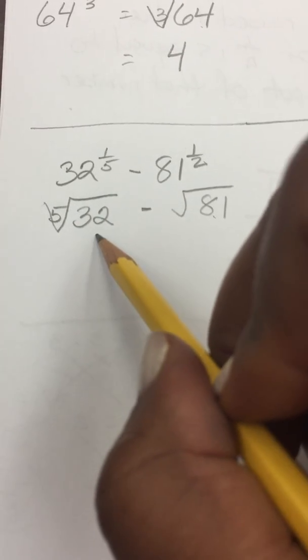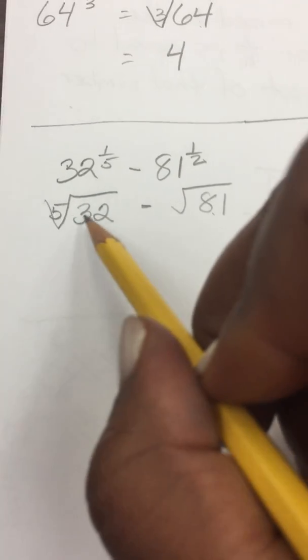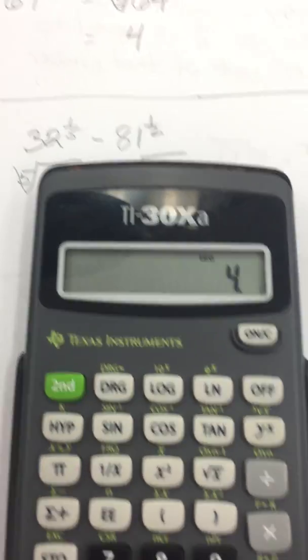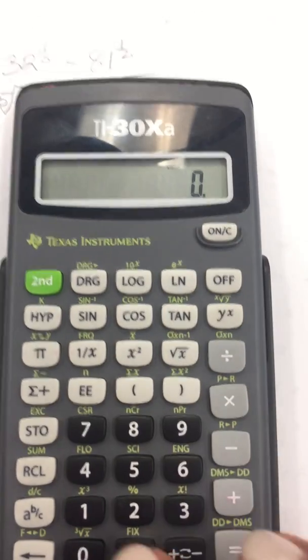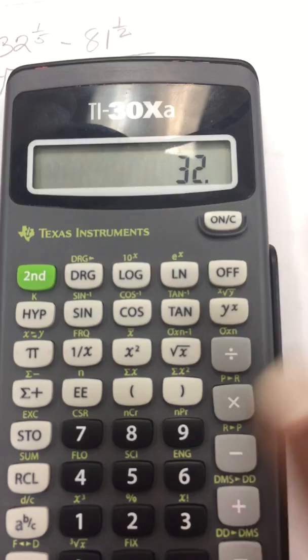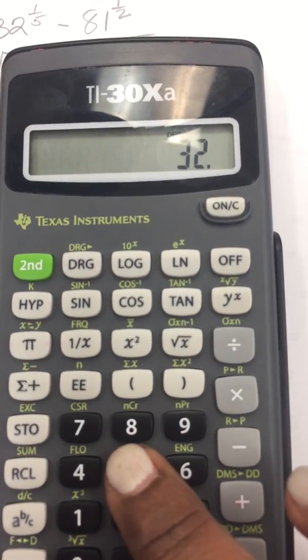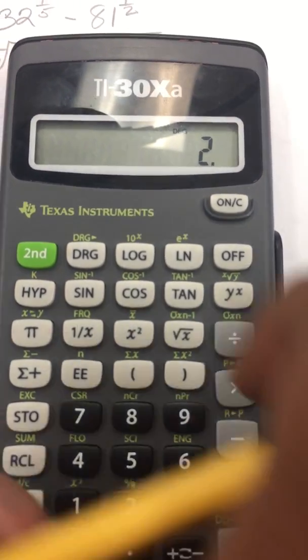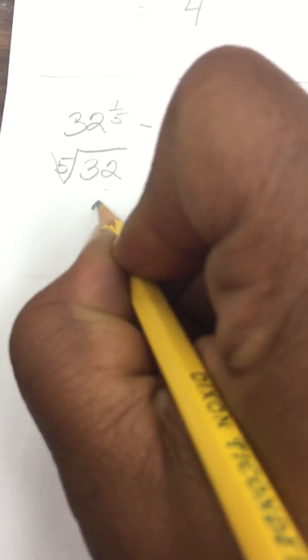So that means we need to find a number, multiplied 5 times, that's going to give me 32. And you know Miss Stewart, trusty calculator, we're going to put our 32 in, and since we want a number multiplied 5 times, we're going to say 5 and hit enter or equal, and it tells us that number is 2. So the 5th root of 32 is simply 2, okay? And then put our minus sign.